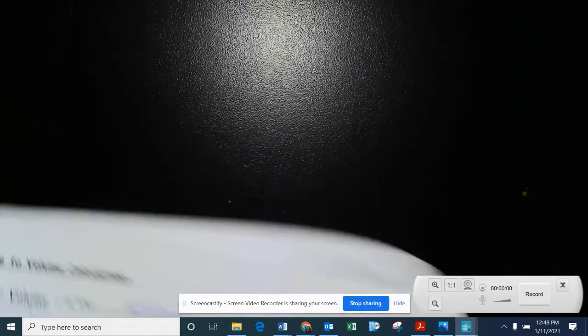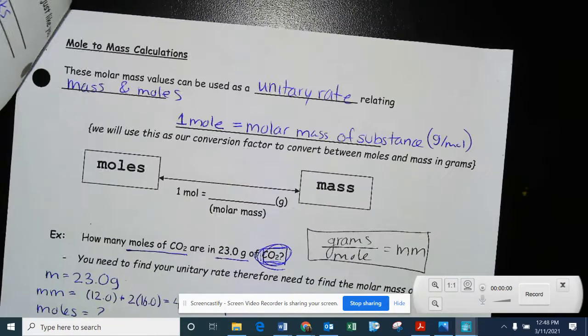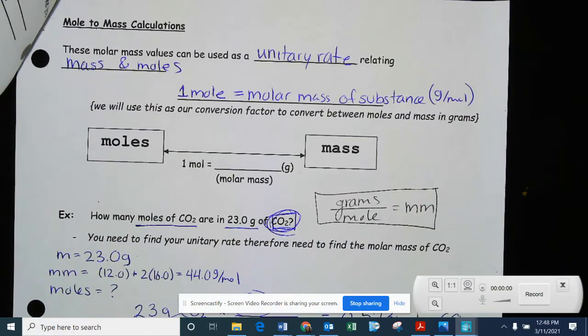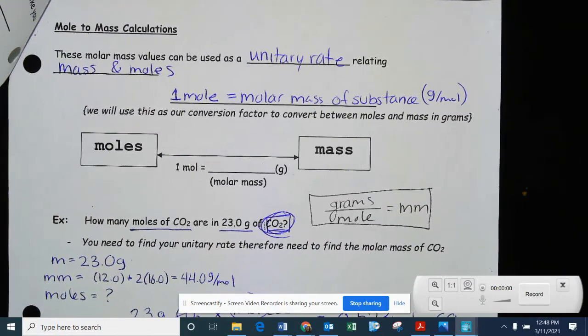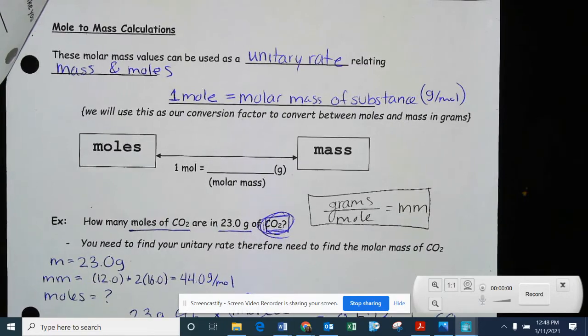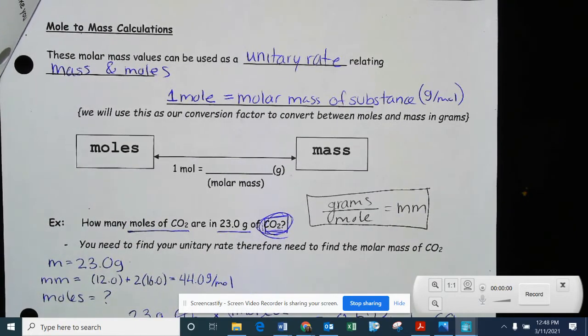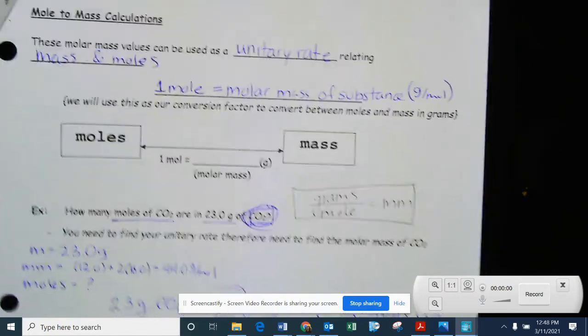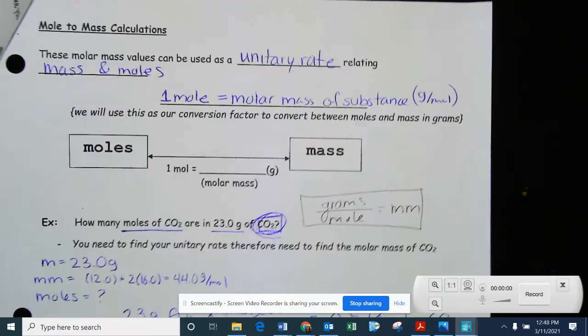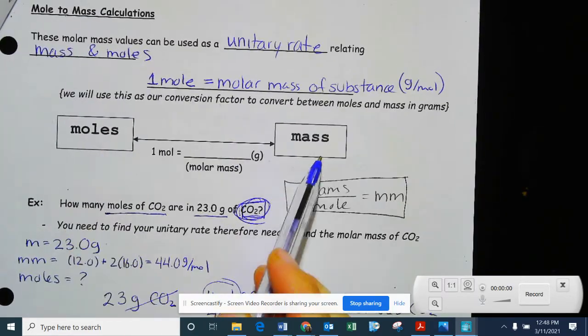so far what we've talked about is how to convert between moles and mass. Can I just get phones away and eyes up here, please? Thank you.